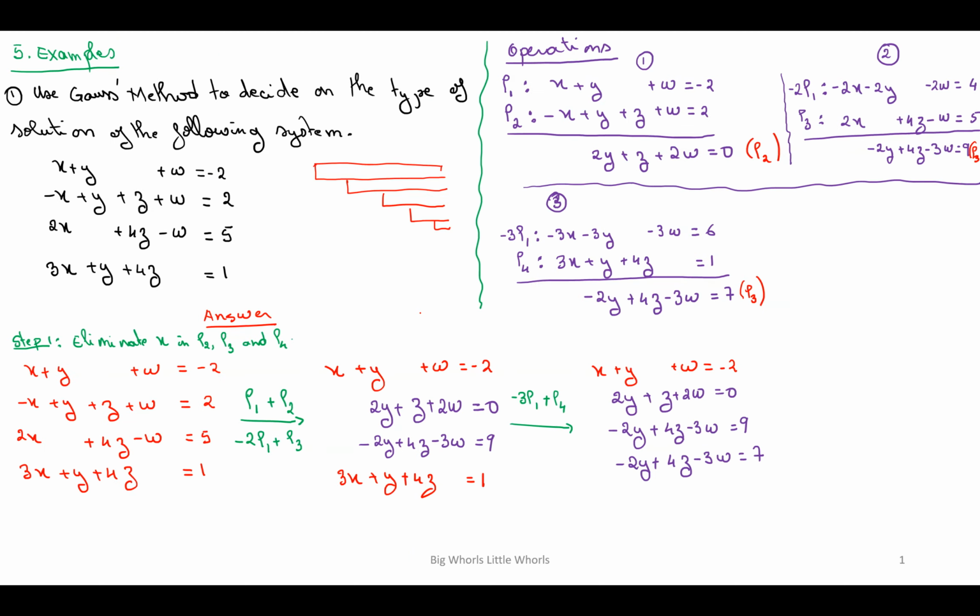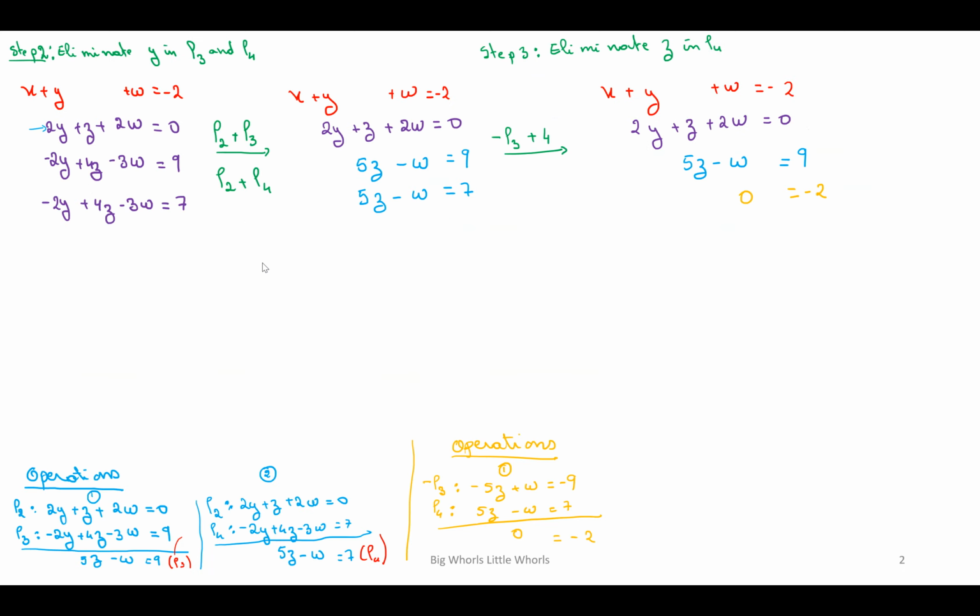Let's look at the original form. It looks something rectangular, and here in echelon form we have something that looks like stairs. So that is the echelon form. In this echelon form, each leading variable is to the right of the leading variable of the rows above it.